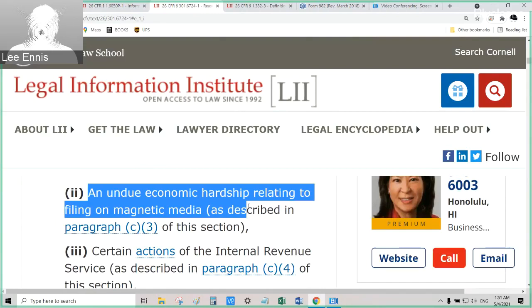Undue economic hardship is always an issue. Remember that filing your taxes is voluntary, right? And it does cost money, time, and effort to do so. And sometimes what's necessary to file costs more than the benefit in doing so.